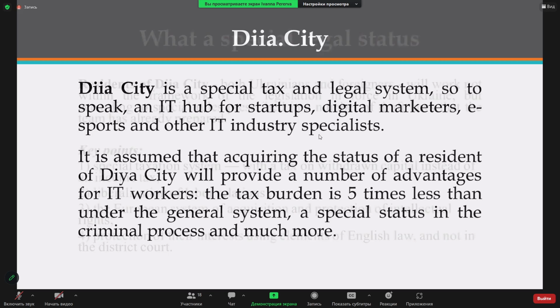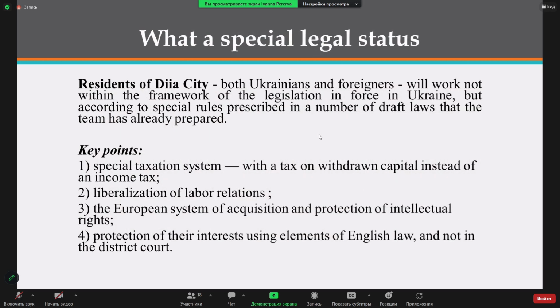Who can be residents? It could be both Ukrainians and foreigners. They will work not within the framework of the legislation in Ukraine, but according to the special rules prescribed in a number of draft laws that the team has already prepared.